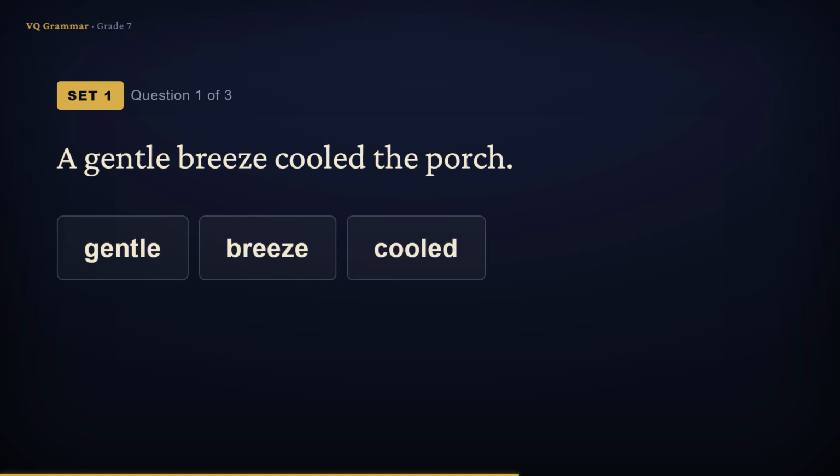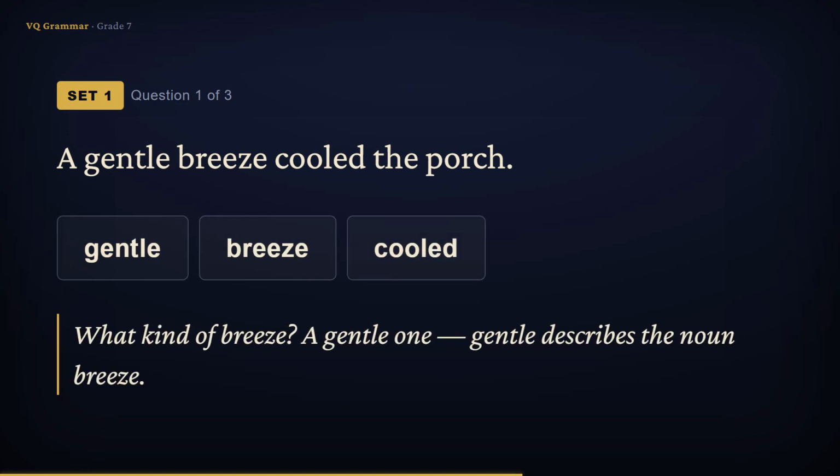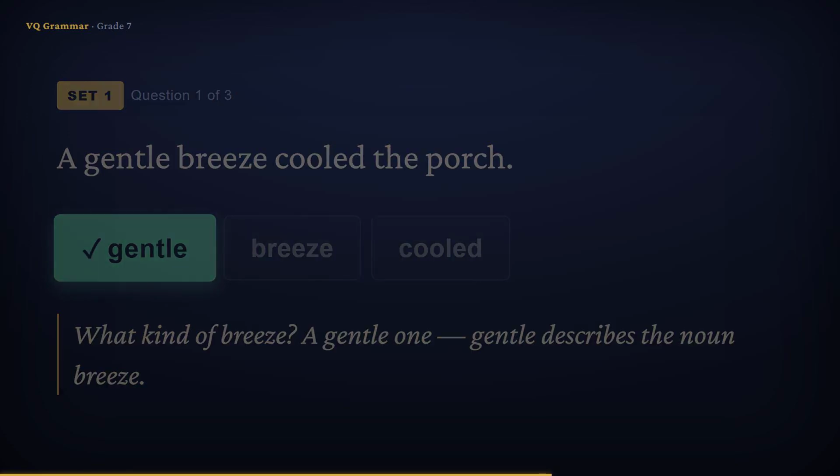A gentle breeze cooled the porch. Which word is the adjective? Ask what kind of breeze? A gentle one. Gentle describes the noun breeze, so gentle is the adjective. Breeze is the noun, and cooled is the verb, so the answer is gentle.